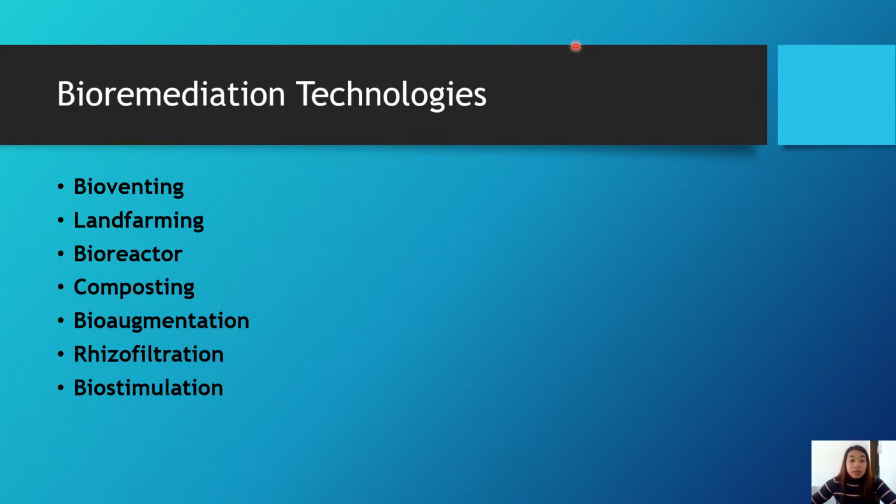Okay? And then, bioreactor, composting, right? Very common, because we are also doing this. When we do composting, we are enhancing the microorganisms' activity. And these microorganisms, naturally, have the ability to degrade contaminants, because sometimes they get their energy from these contaminants.